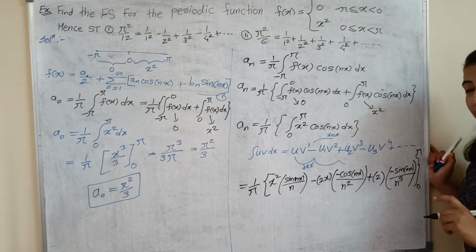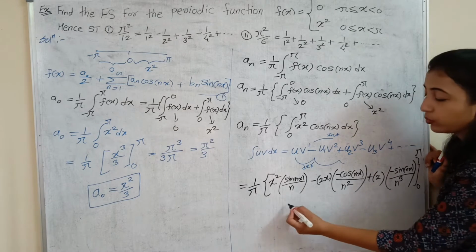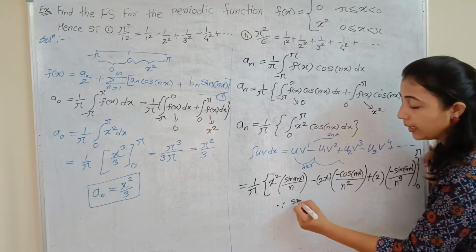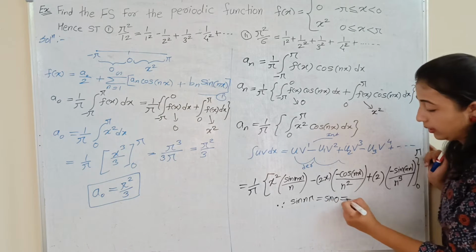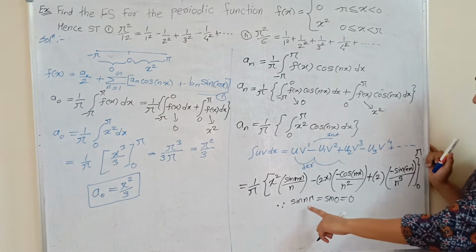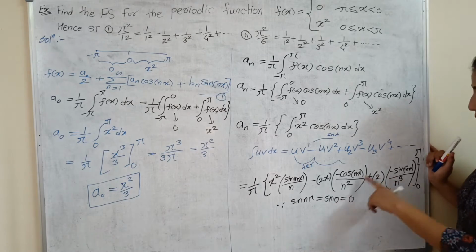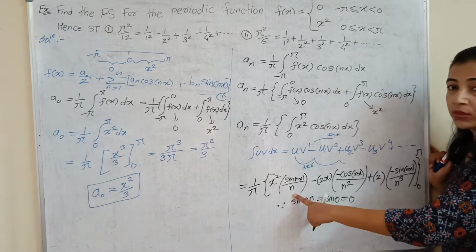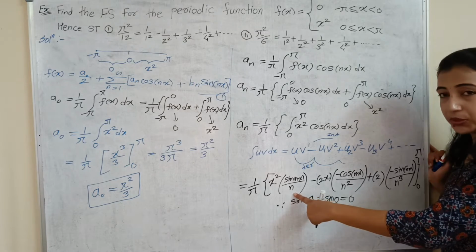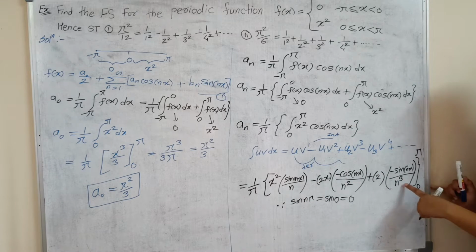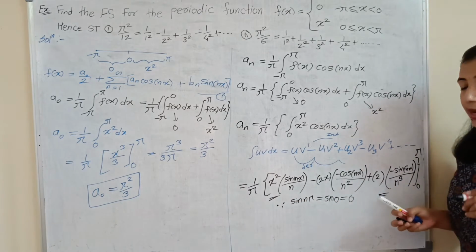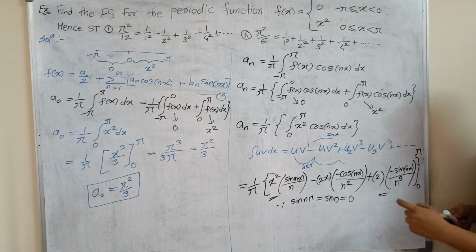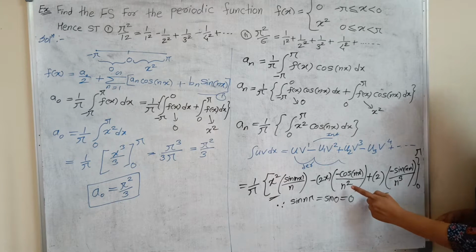Now when we put upper limit minus lower limit in sine, we know that sine n pi and sine 0 are both 0. So when we put the upper limit in the first term, sine n pi is 0, and sine of 0 is 0. Similarly in the last term, sine of n pi is 0 and sine of 0 is 0. So the first and last terms are 0 for both upper and lower limit. That means you only have to put the upper and lower limits in the middle term.